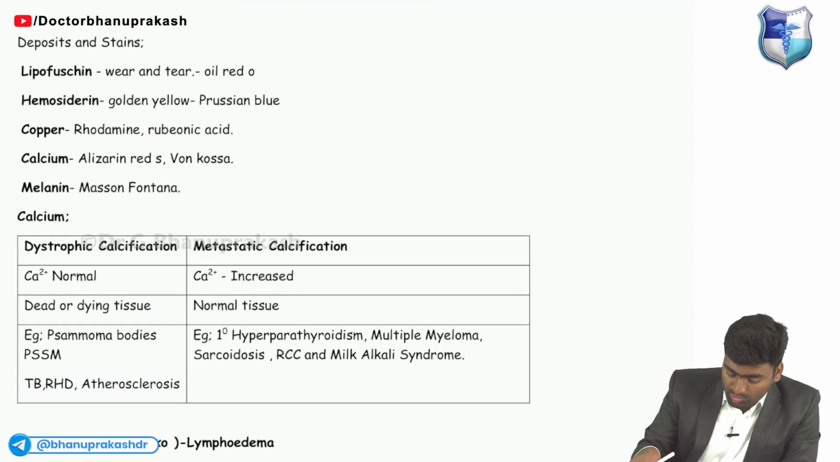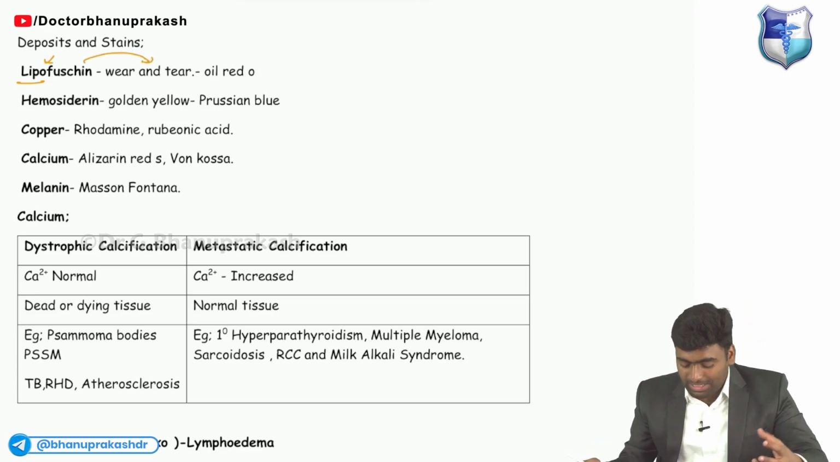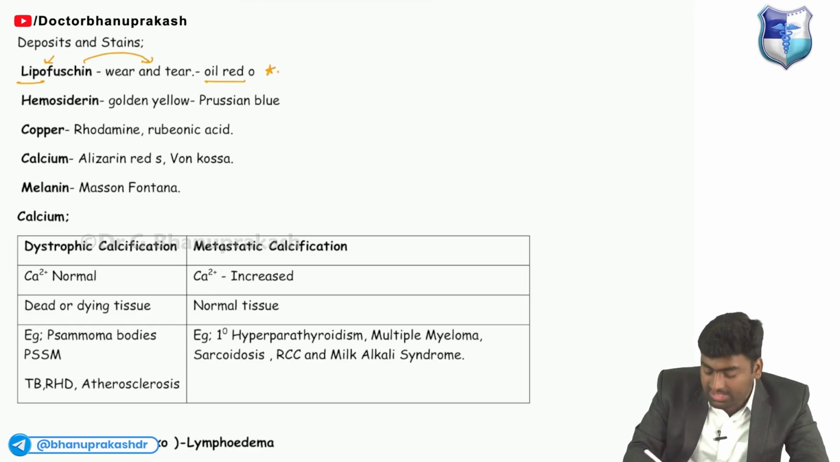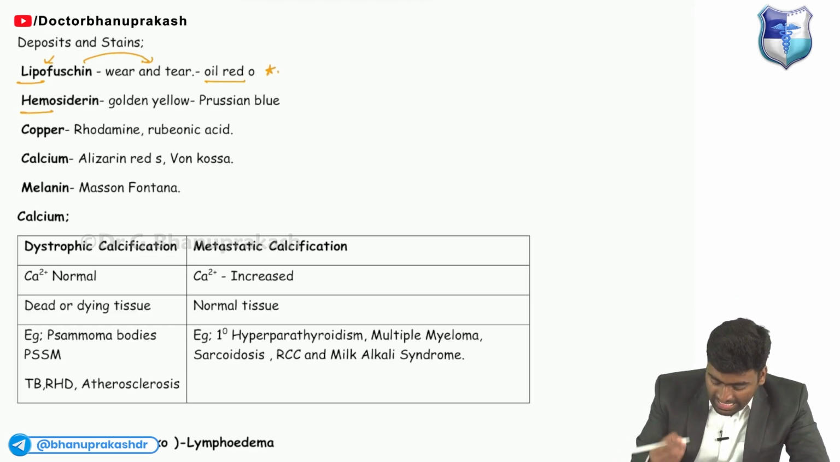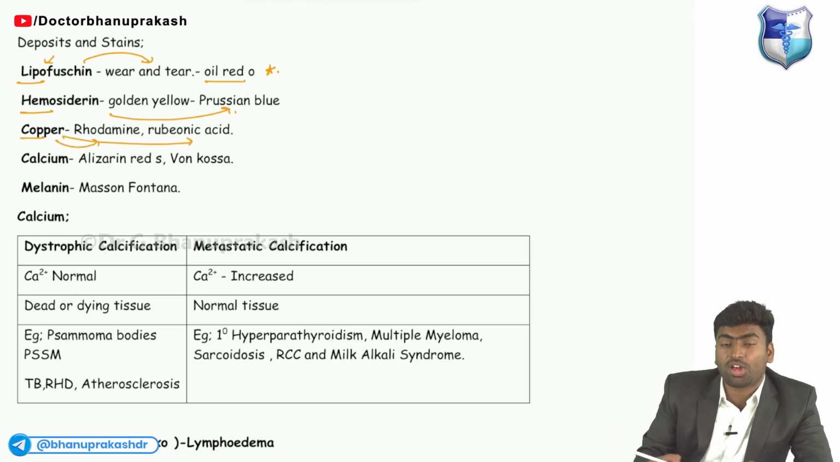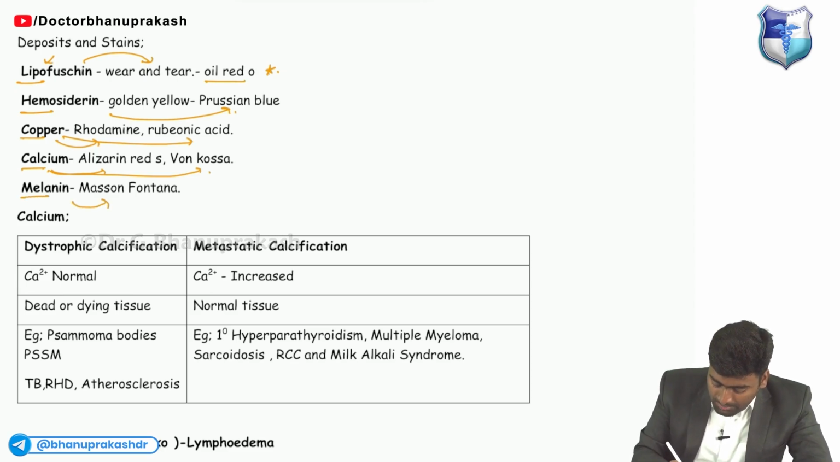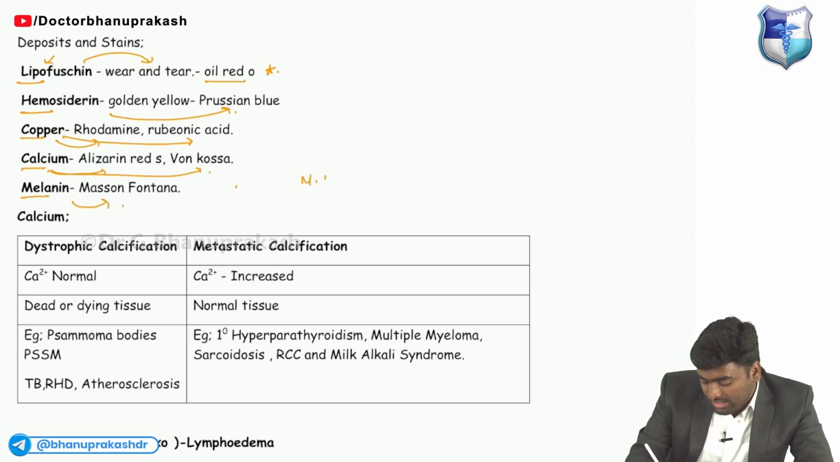Fine. And about deposits, you have to know, lipofuscin is a wear and tear pigment, and for staining lipids we can use oil red O. Hemosiderin is the iron containing pigment, we will use the blue stain, Perls' Prussian blue. For copper we use two stains, rhodanine and rubeanic acid. For calcium we use two stains, von Kossa and alizarin red. For melanin we will use Masson-Fontana.